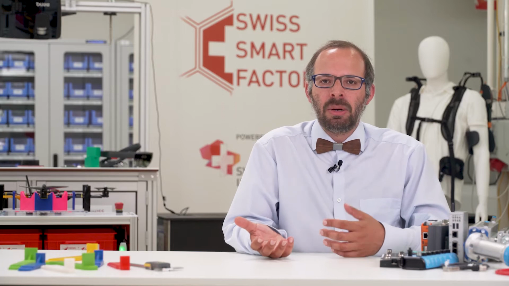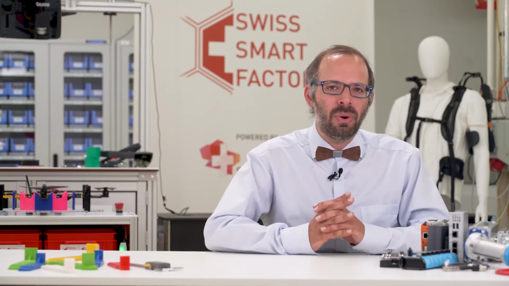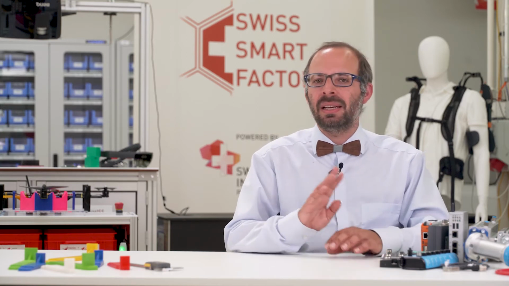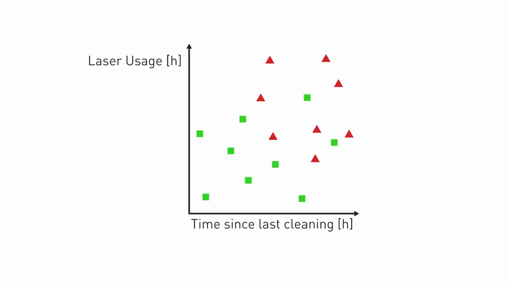Currently, before printing a new drone arm, we don't know if the result will be good or bad, but we know the values of all the production parameters: time since the last cleaning, laser usage, and all the other hundreds of parameters. This means that we know where the new point, corresponding to the new printed drone arm, is located, but we don't know its color yet, which is why this point is marked gray for the time being.